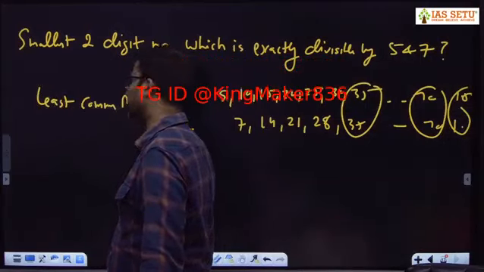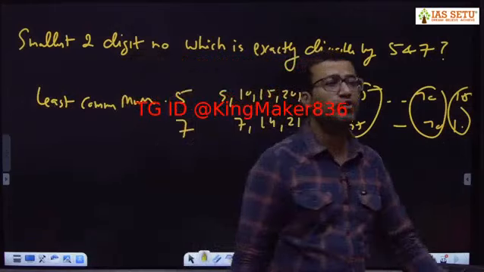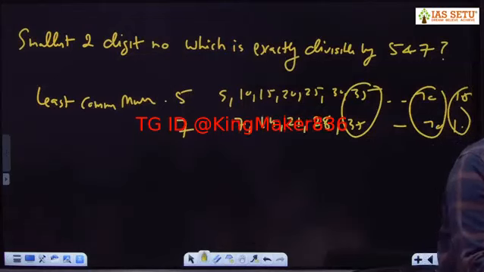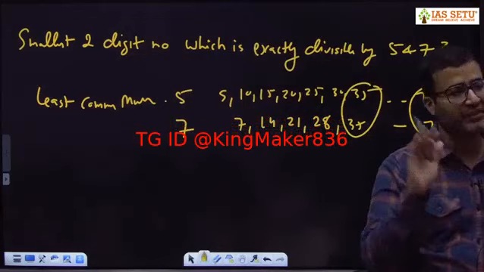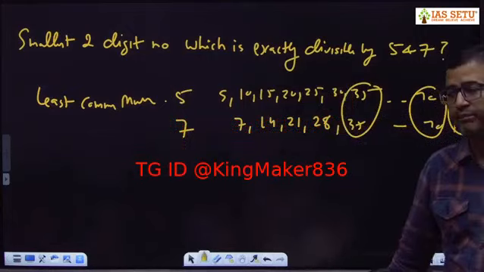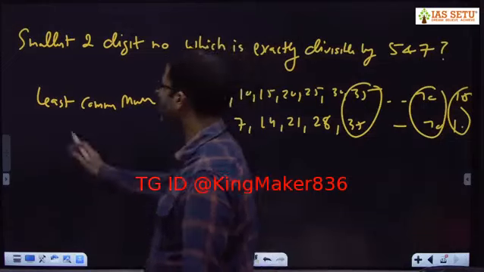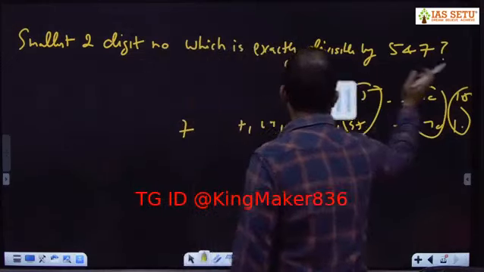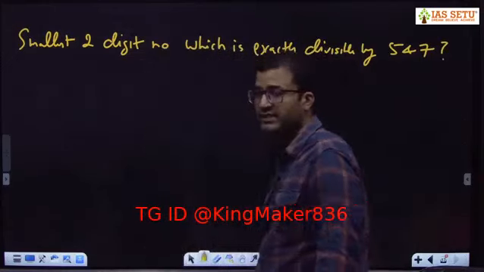Least common multiple. So out of this common multiple, which one is least? 35. So what is the LCM of 5 and 7? 35. But here, why are we using LCM in this type of question? Smallest 2-digit number which is exactly divisible by 5 and 7.